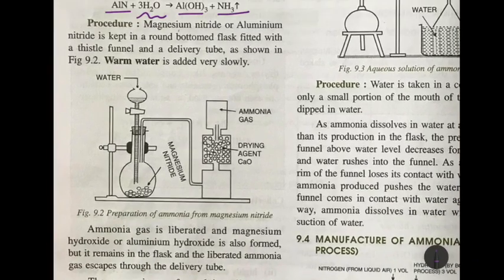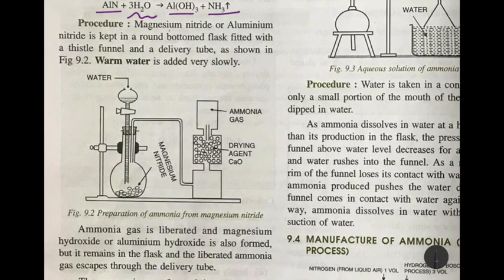Now, this is the apparatus. You can see magnesium nitride or aluminium nitride kept in a round bottom flask, and there is a thistle funnel through which water is poured in, and a delivery tube leading out into a drying tower with calcium hydroxide, because water will be there together with ammonia and it needs to be dried. And again, ammonia is collected by the downward displacement of air.